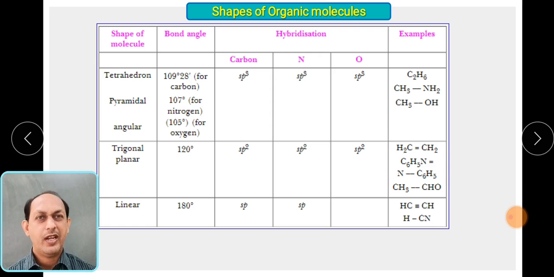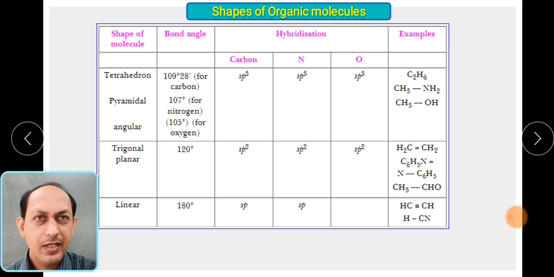Then shapes of organic molecules. So this particular slide is very important. Till now we have covered sp3, sp2 and sp hybridization for carbon, nitrogen, oxygen. So these are the three hybridizations we have seen in case of carbon and nitrogen. In case of oxygen only two hybridizations are possible: one is sp3, another is sp.